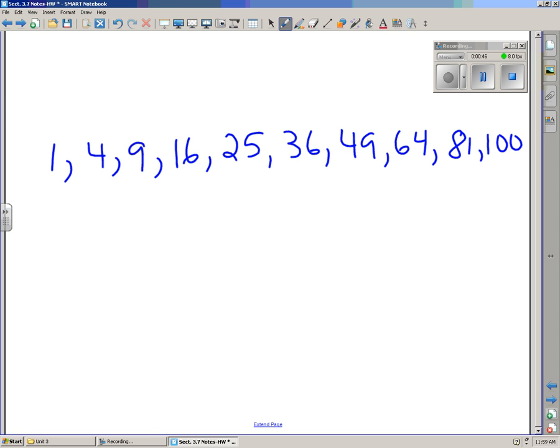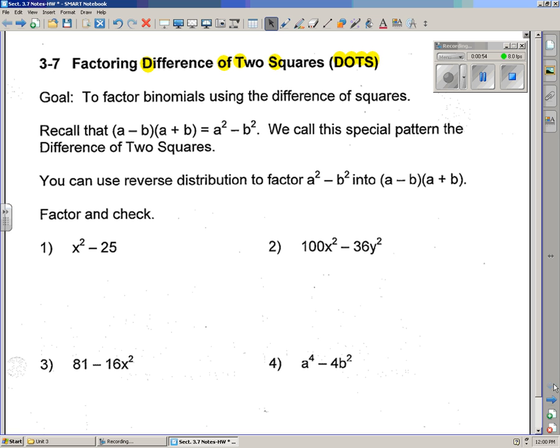So you're going to see one, if not two, of these numbers in your problem when we do the difference of two squares. Let's get back to this first notes page. Recall that if you were to FOIL two binomials where you had the exact same things in both parentheses, but one was minus and one was plus, that ended up being a squared minus b squared. That's what happens when you FOIL.